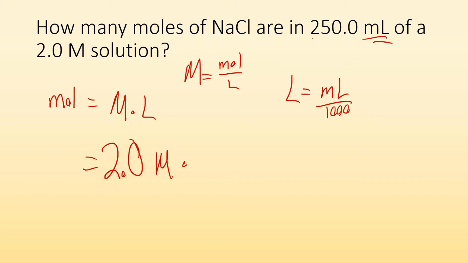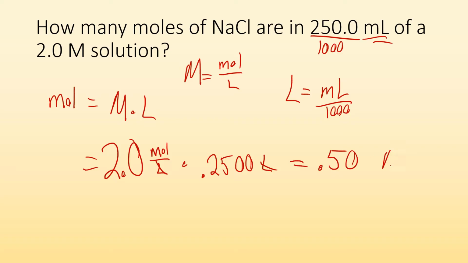So I do 250.0 divided by 1,000 and I get 0.2500 liters. And let me show you the units. Moles per liter is molar, right? So liters cancel out, and when I multiply that together, I get 0.50 moles. 2 sig figs in my molarity, so I keep 2 sig figs in my answer.